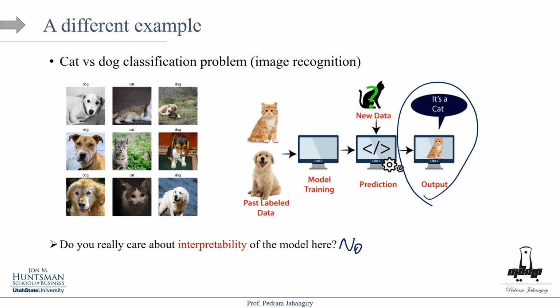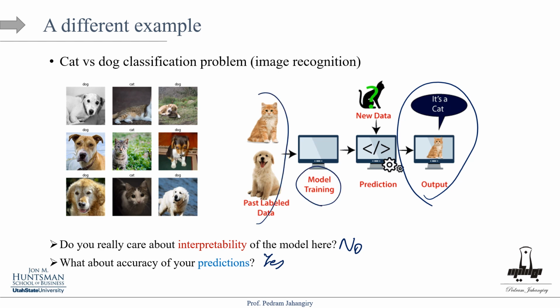Another question I want you to think about is, what about the accuracy of your prediction? The answer is absolutely yes. At the end of the day, you want a model that, if you give it some information, will eventually be able to tell you whether it is a dog or a cat. For example, if you pass this picture to the model, it had better tell you the answer is dog. If you give it this picture, the answer is dog, and so on. This picture, the answer is cat. So you care about the predictability of this model a lot versus interpretability.